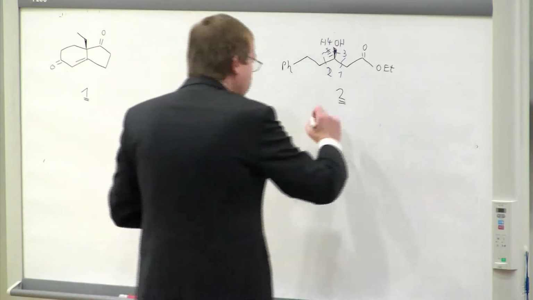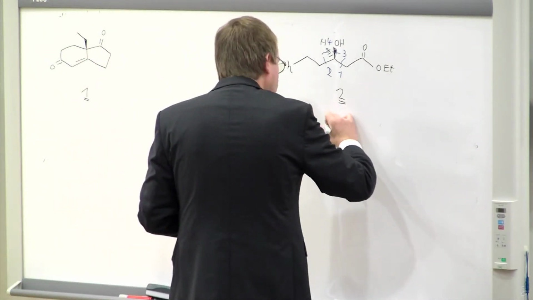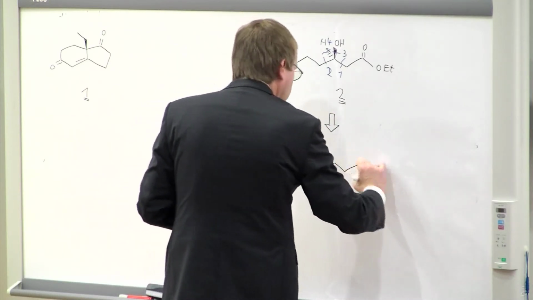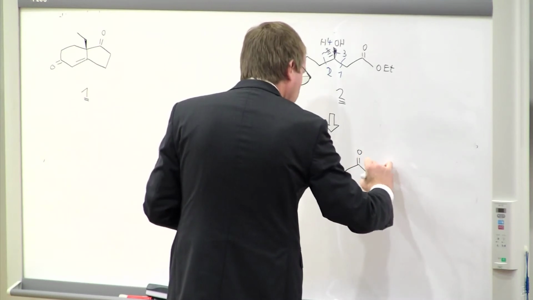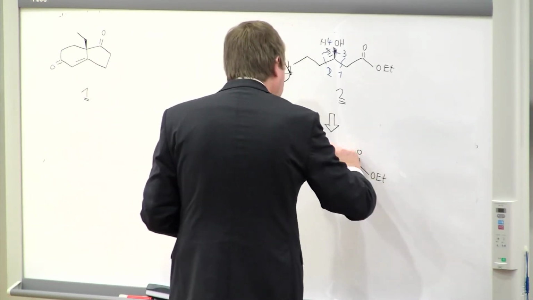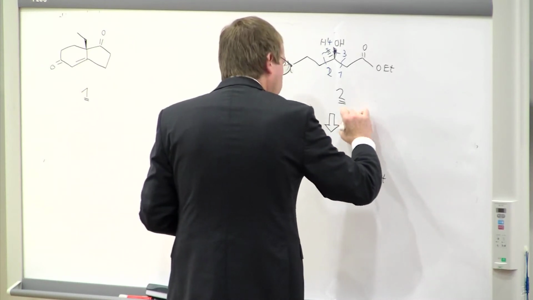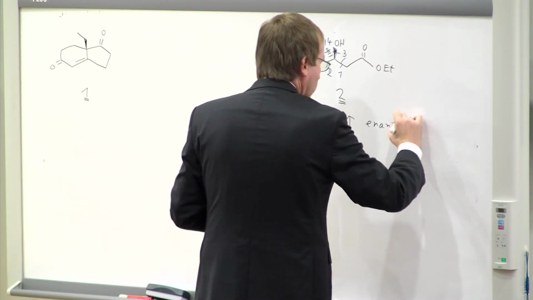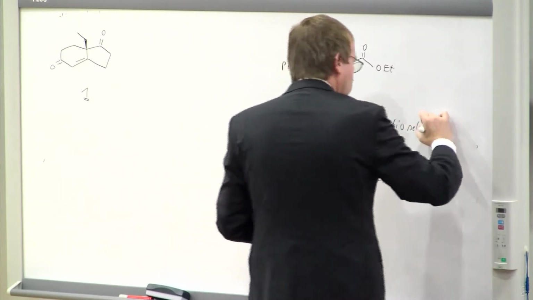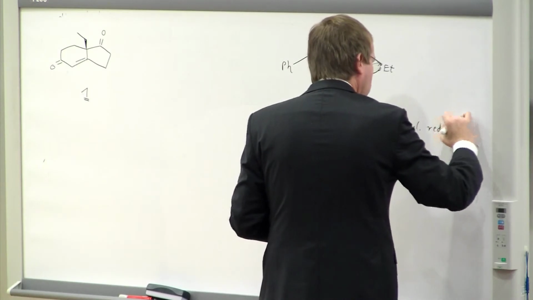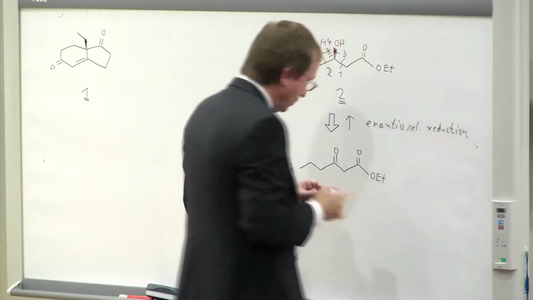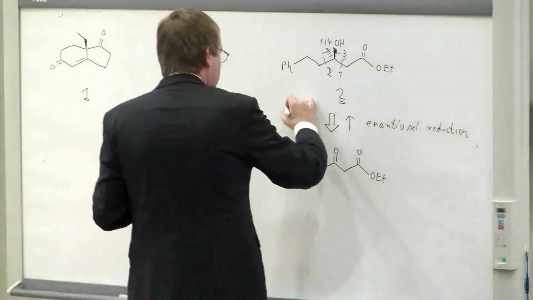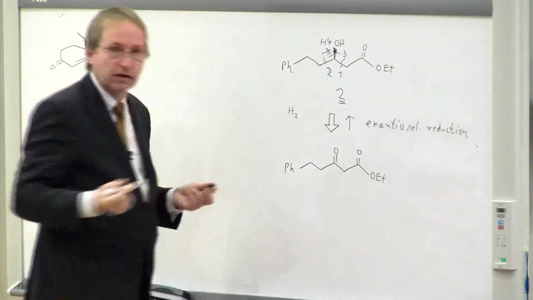So retrosynthetically, he proposes that we have a ketoester as a synthetic precursor. So that would be an enantioselective reduction. Which reagent would you use? Of course, hydrogen. But which metal and which catalyst?